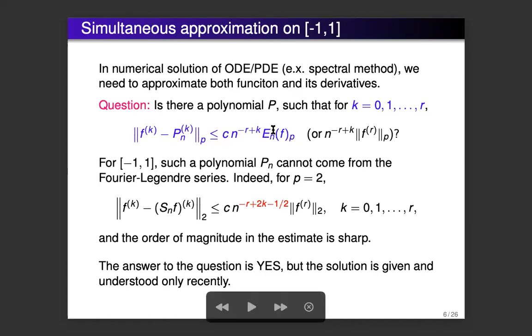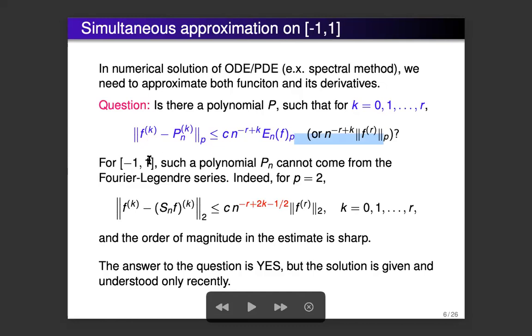There's a mistake. This should be f to the r-th order derivative. So what you get is n to the negative r plus k. You would expect something like this to hold. Our weaker form is this: n to the negative r plus k, for r or p.